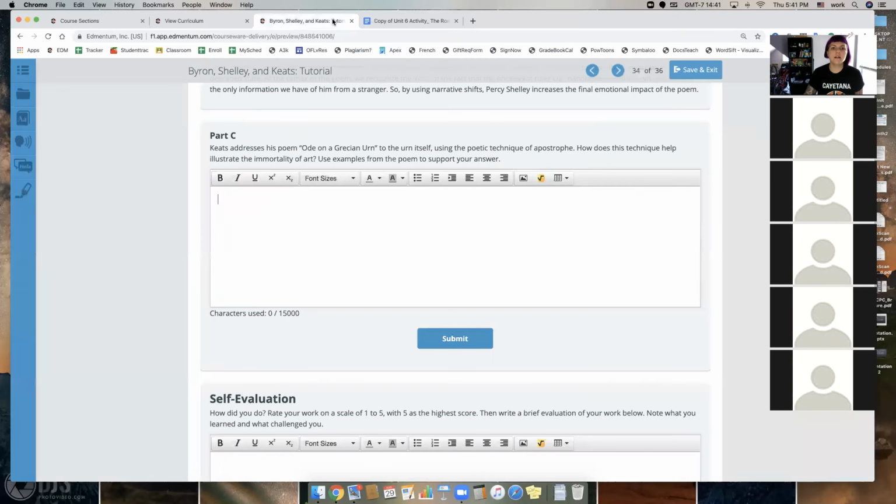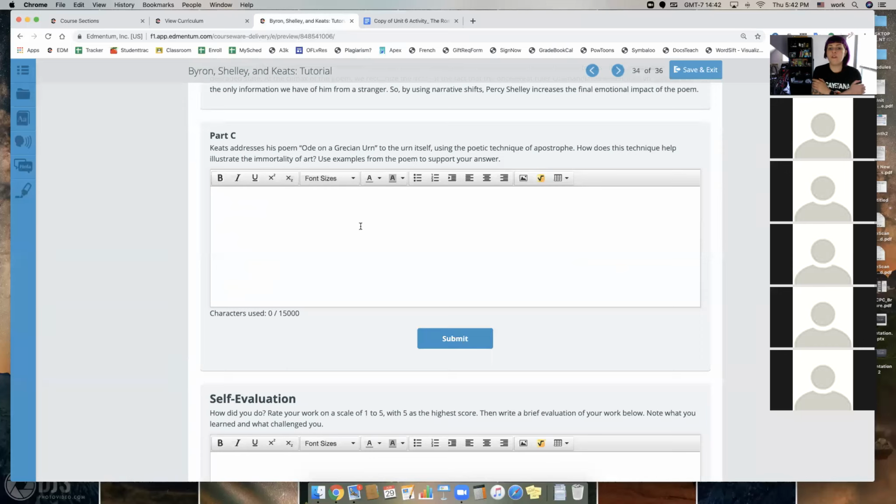So, again, going back to the question: how does this help illustrate the immortality of art? He is talking to the urn about what's on the urn and bringing up the idea that everyone's going to be forever young. The trees are never going to die. That's really what he's getting at with that.